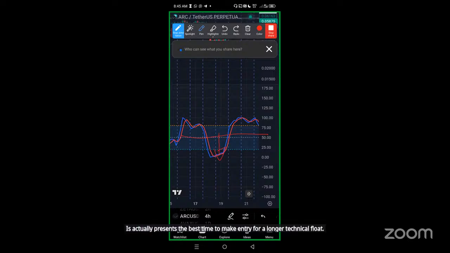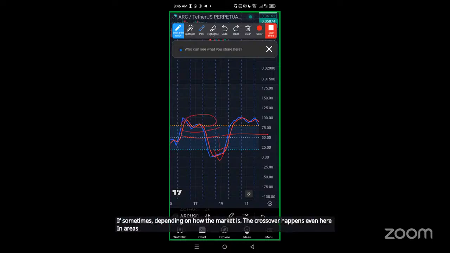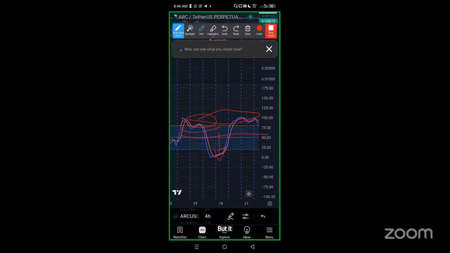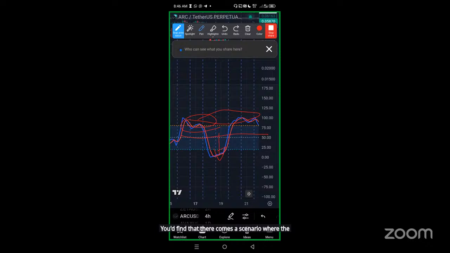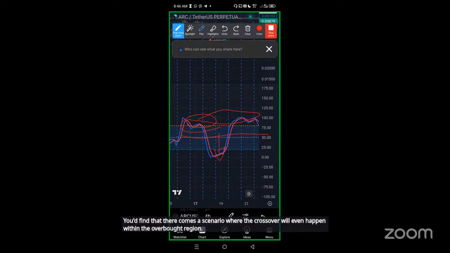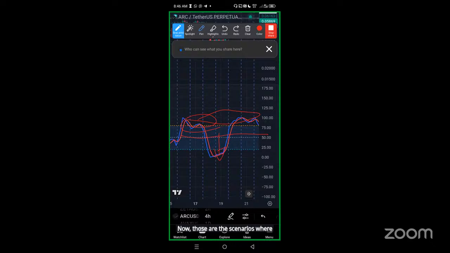Sometimes, depending on how the market is, the crossover happens even here in areas above the 50% or even within the overbought region. But it does not last long. This is a scenario you find when the market is really pumping hard. That means people are pushing and pumping the market so hard, you'd find that the crossover will even happen within the overbought region. Those are the scenarios where we get trapped.